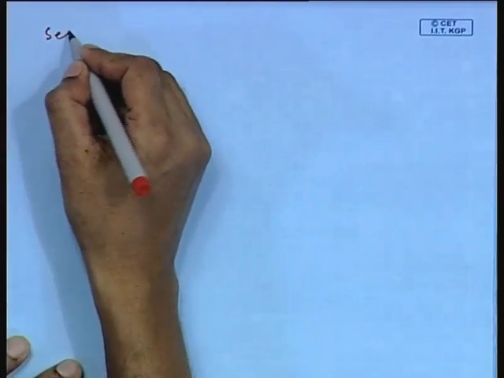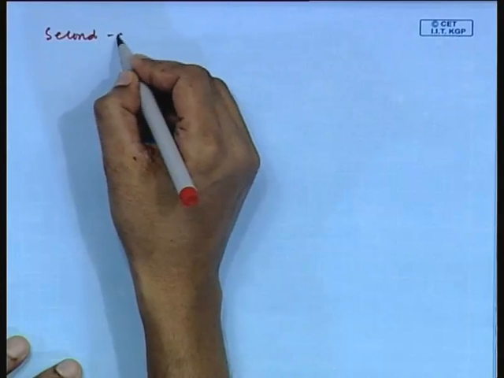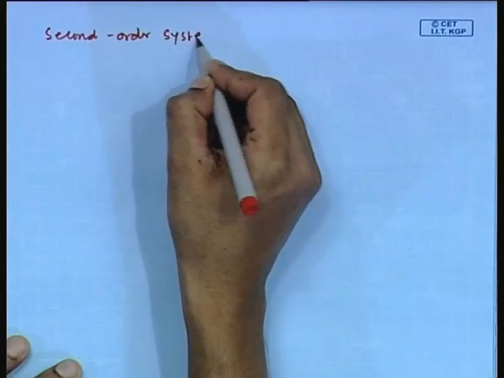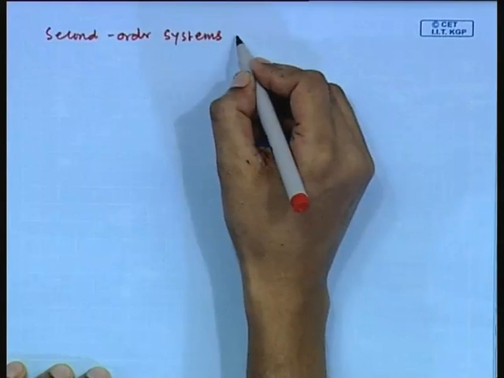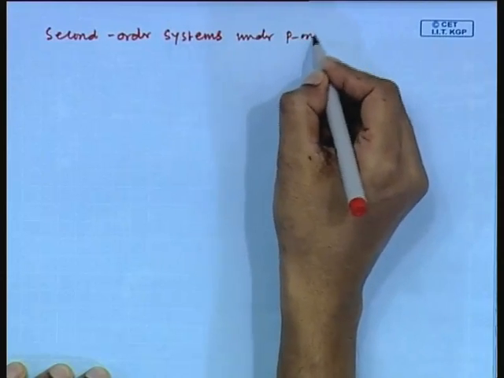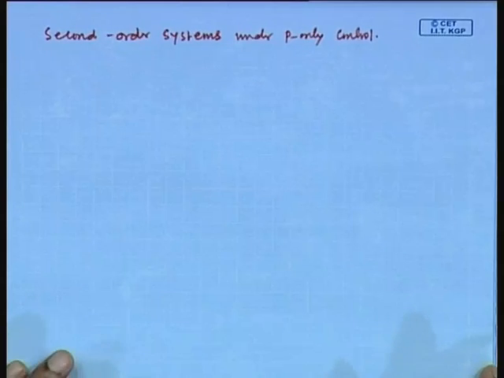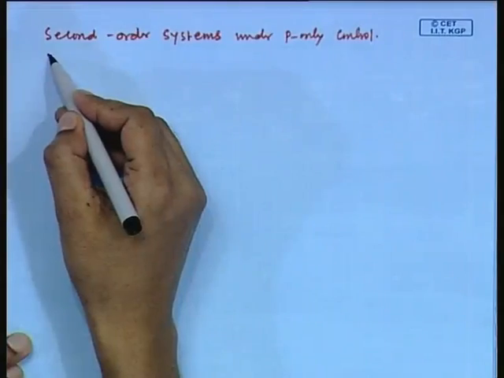Similarly, we will observe the effect of P only control on the second order system. So, next we will discuss second order systems under P only control. Next, we will discuss the dynamics of second order system under P only control, and here we will consider only the servo problem.